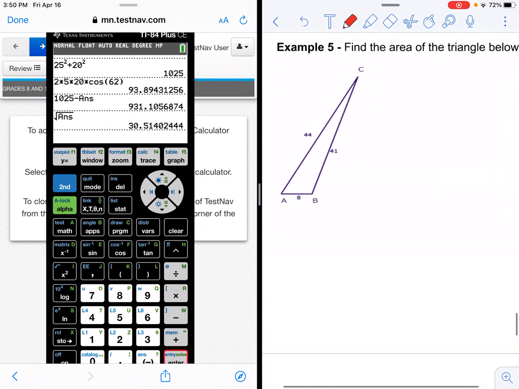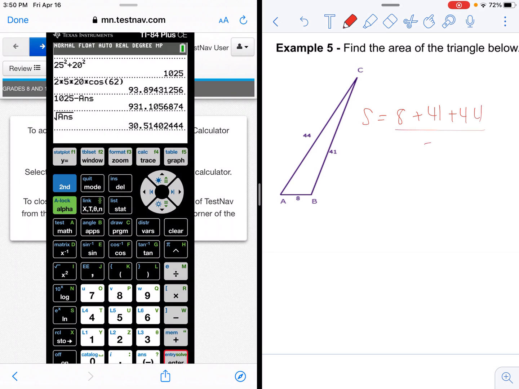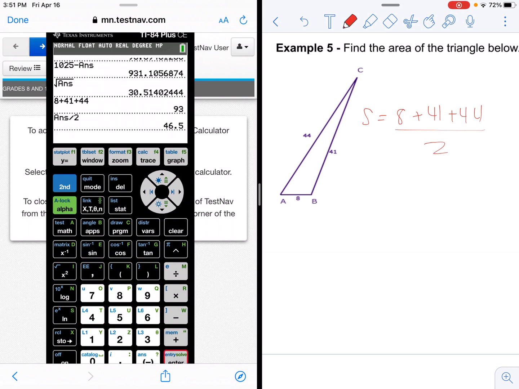So here's an example of an oblique triangle. We're supposed to find the area. So I'm going to first find S. I'm going to do 8 plus 41 plus 44 and divide it by 2. 46.5. So then we're going to take the square root, and we're going to do 46.5 times, and we're going to subtract each of the sides from S.